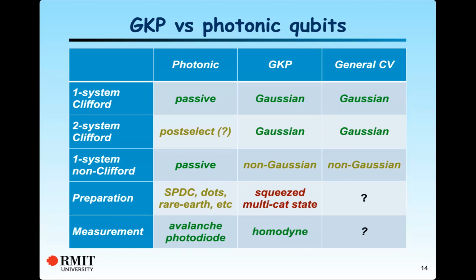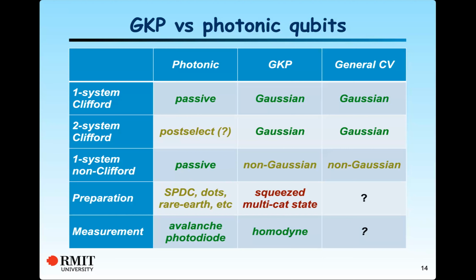But to get these qubits to talk to each other, that usually takes post-selection, unless you're going to do something much more complicated with quantum memories or something. But it's challenging. Preparation: spontaneous parametric down conversion, quantum dots, rare earth ions, et cetera. Usually heralded SPDC is the way that people are going. And measurement with avalanche photodiode, now it's the equivalent for telecom. So that's relatively easy. The green means easy, the yellow means eh.